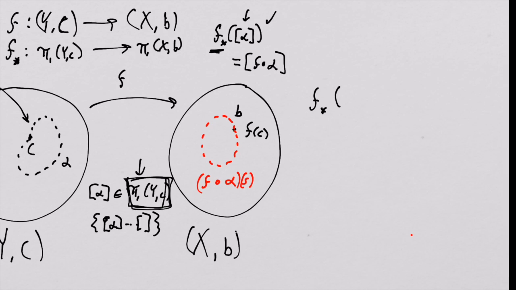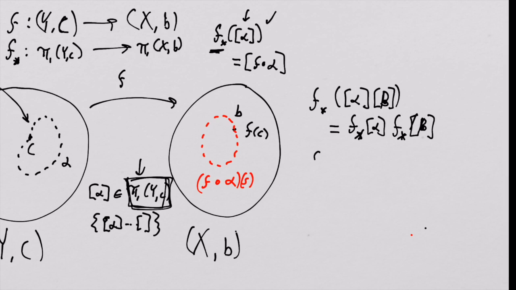that f star of alpha multiplied by beta is going to equal f star of alpha times f star of beta. And we'll also be able to discover that f star of alpha inverse, going around the other way, is going to equal f star of alpha, the whole thing inverse.